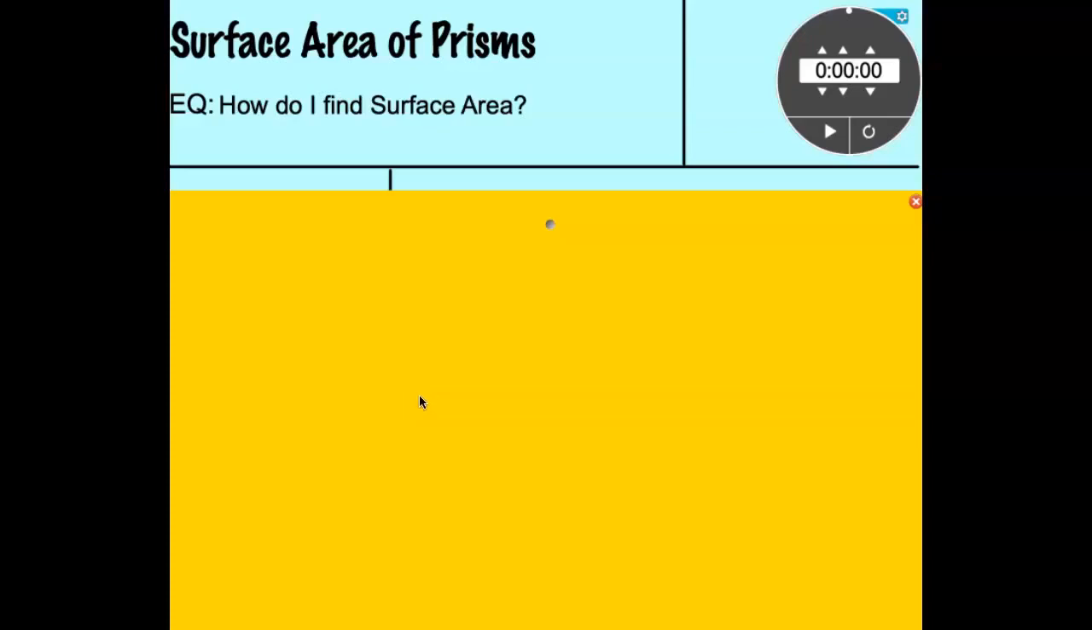This time we're here to talk about the surface area of prisms. So our essential question is, how do I find surface area? Go ahead and pause and write that down, and then we can get started.